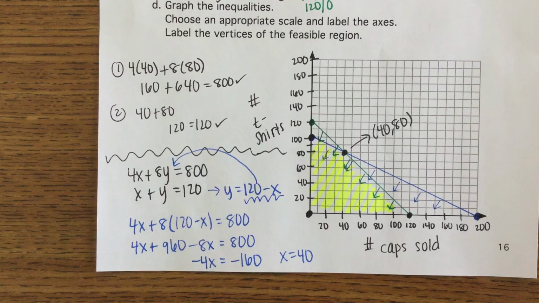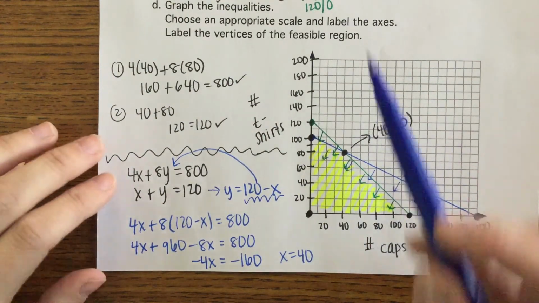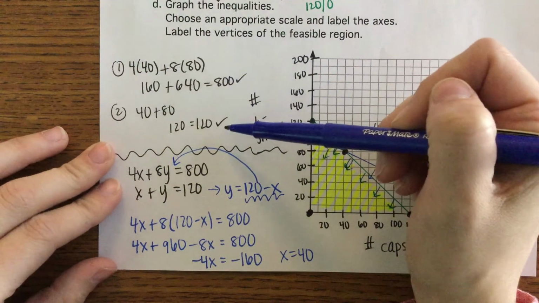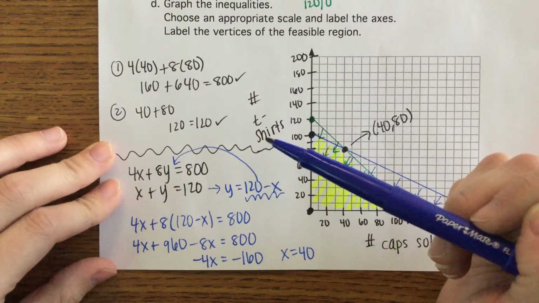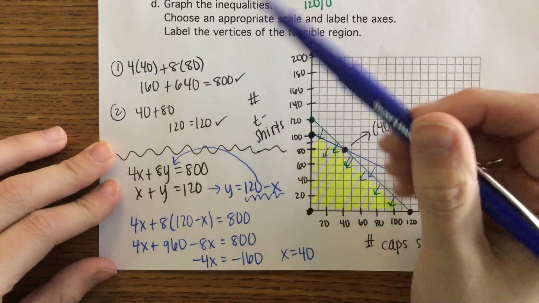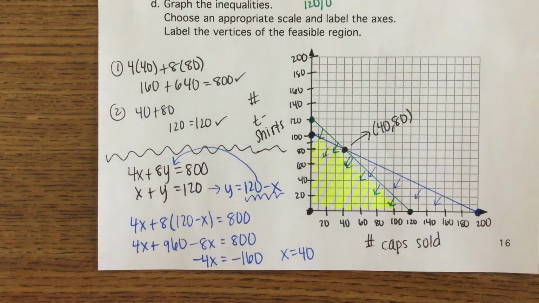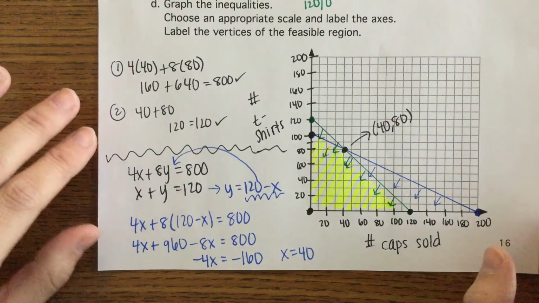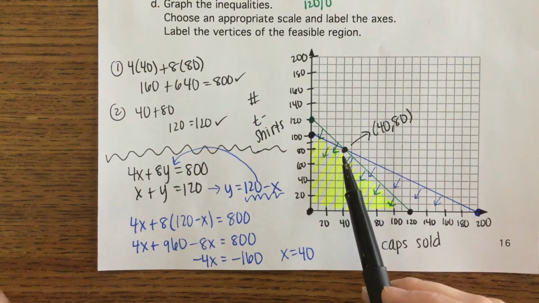Okay, so you must show me that your point works. If it works in the equations, you're good and you can move on. If you do not show this, I will take an entire point off for no work. Now, if it doesn't work, you have to solve the system to find your point. Is that clear? Questions? Only for the point where they intersect.